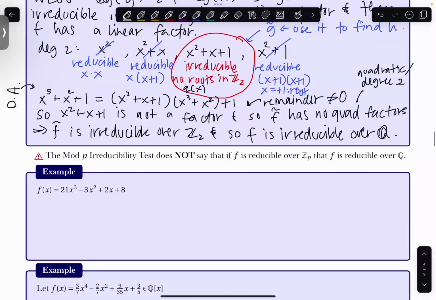Something that we want to be careful about is, again, if we can show F tilde is reducible over Z_p, it doesn't tell us anything about F being reducible over Q. Really, again, it's going to be inconclusive if I can show it's reducible. I can only conclude something if the degree doesn't change, and it's going to be irreducible over Z_p. And so we're going to look at an example here where we actually show it's reducible, but then somehow it's going to be irreducible over Q here.